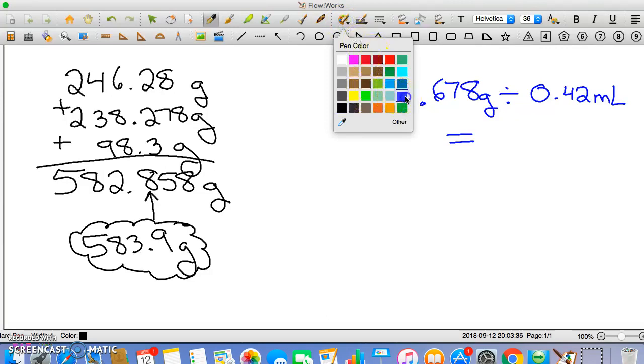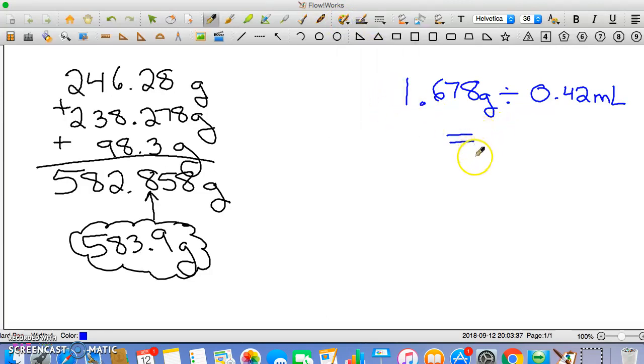Now, if we go over to the problem on the right, this would be like a density calculation where you're taking mass divided by volume. So for this one, when you take 1.678 grams divided by 0.42 and put that in your calculator, you get a much larger number with the number of digits that are in it. 3.995238.095. Holy cow, that's a lot of digits.